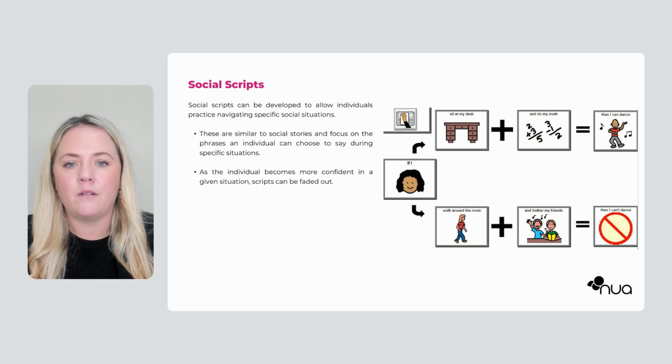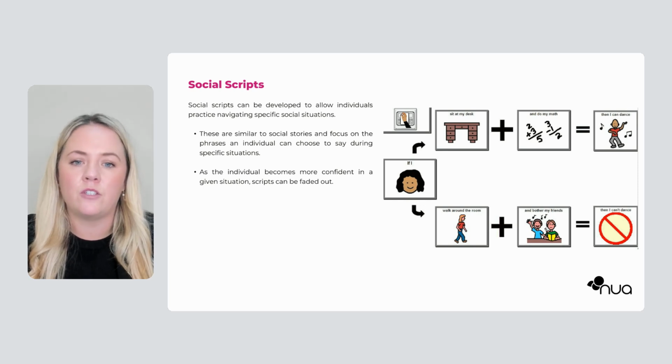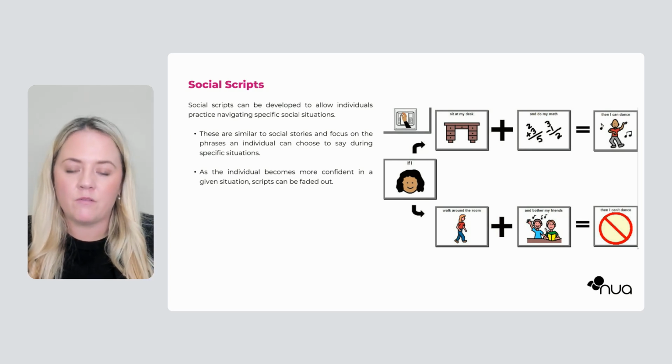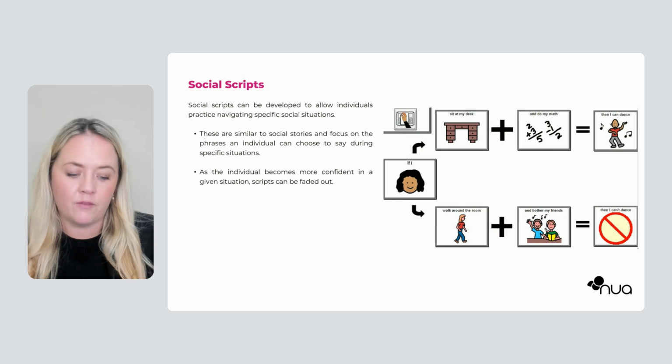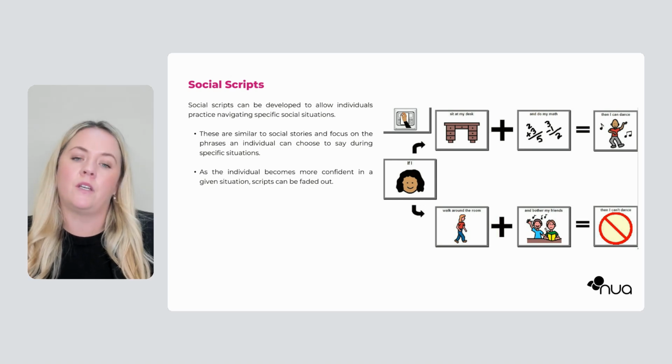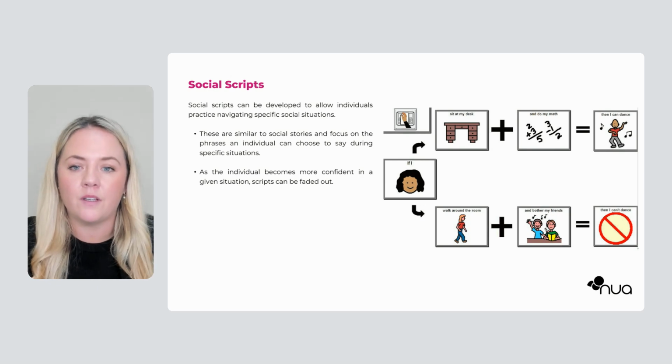Social scripts can be developed to allow individuals to practice navigating very specific social situations. They're somewhat similar to social stories, but they focus on the phrases that an individual can choose to say during specific situations. For example, if we're trying to teach somebody how to respond to hello, we can teach them: your friend says hello, then you should say, hello, how are you, as a response. We can have that written or in visual format as a prompt for the person, in the format of that social script. As the individual becomes more confident in that given situation, we can fade that out, removing the need for that visual or textual support.